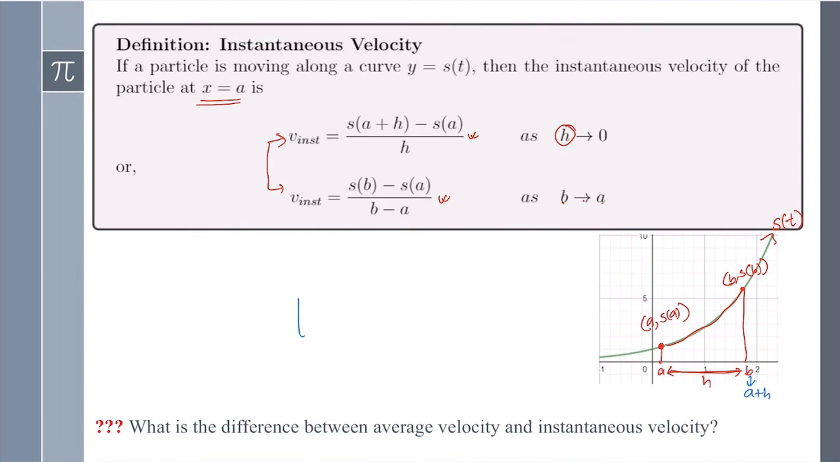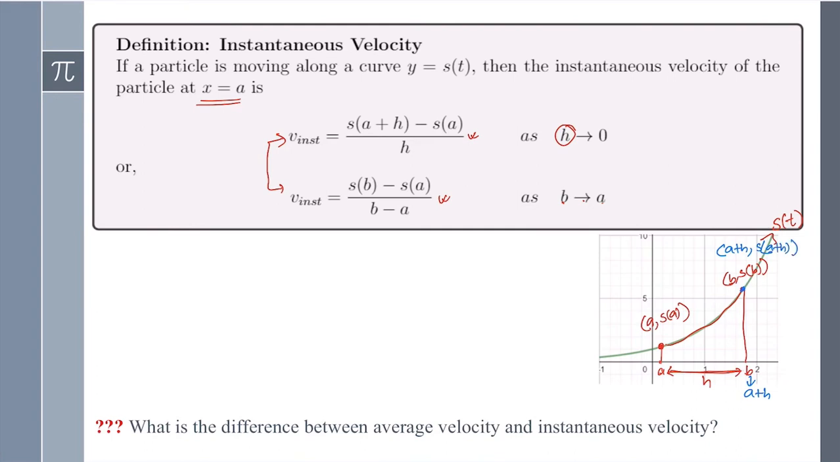For example, if you have a number 2 here and this is 3, the distance between 2 and 3 is 1. So instead of writing 3, we can write this as 2 plus 1, which is 3. So that's what we're doing here. Instead of writing b, we are writing a plus h. And then the coordinate point up here becomes a plus h comma s of a plus h. So we are replacing b with a plus h.